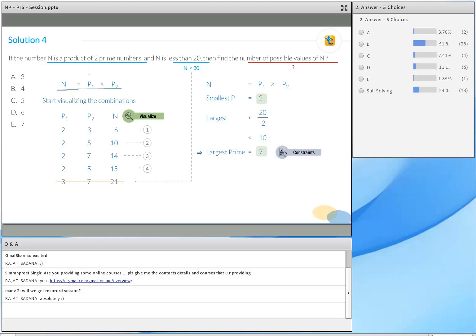Now, again, same drill. The drill that you see over here is exactly the same as we did for question number three. When we visualize, we visualize utilizing what it is that we are doing. We don't have to consider multiple powers. It's just the product of two prime numbers, and we get four options over here. So question number four is very similar to what we did in question number three. Again, translate process skill: visualize, translate, figure out the constraints, and then visualization.